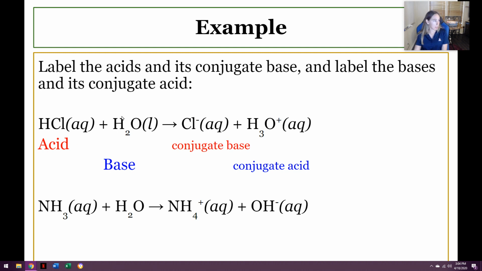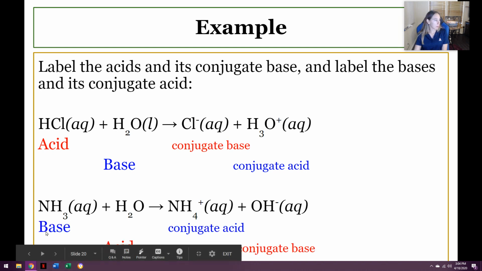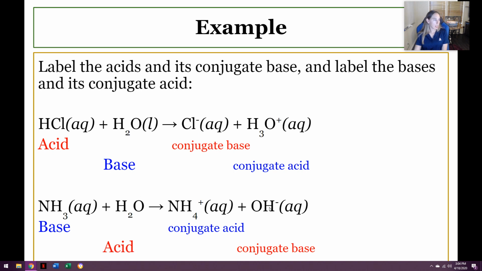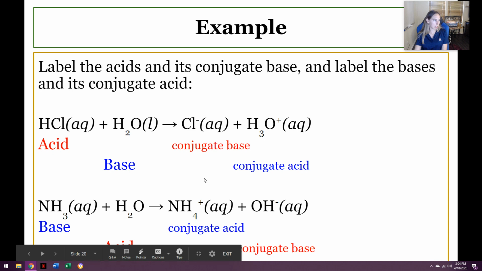Water must be the base in this example because it's acting opposite the acid, so it must be the base. The base is going to accept a hydrogen and look like this on the other side. Therefore, this is the base. This is your conjugate acid pair. In this example down here, ammonia is your base, water is your acid. So when ammonia as the base accepts a hydrogen, here's its conjugate acid pair, base, conjugate acid. Your acid then is water, and when it donates a hydrogen, it becomes hydroxide, and here's your conjugate base. So we have the acid and its conjugate base pair.